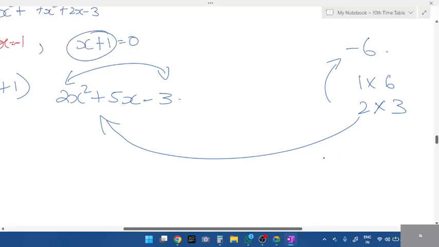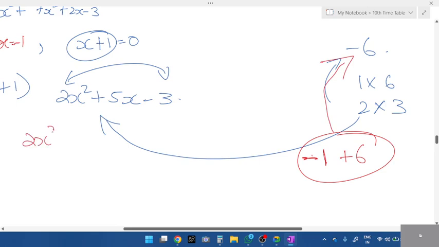All of you will respond. Take 1 and 6. First put plus minus. Check which one gives 5x when you add and subtract. Is it correct? When you multiply, what do you get, Adya? Minus 6. When you add and subtract, plus 5. All of you understood?